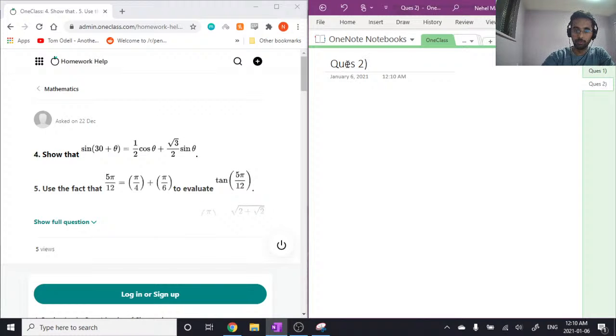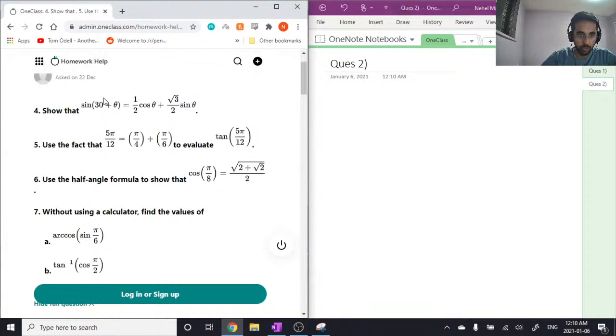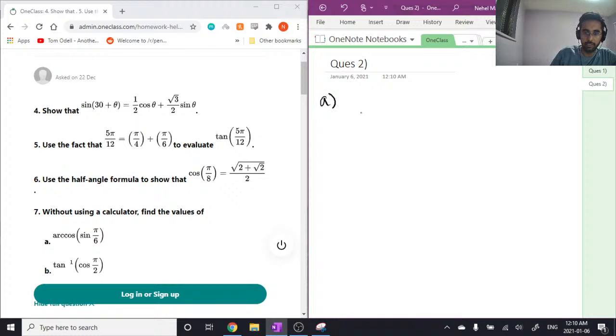Question number 2. So we have been asked to carry forward a series of questions. These are all mostly trigonometric based. So we'll go ahead and start with part number 1. So part A is that show that sine 30 plus theta is equal to 1 over 2 cos theta plus under root 3 over 2 sine theta. So in order to do this question, we would need a few things as part of the think cloud again.